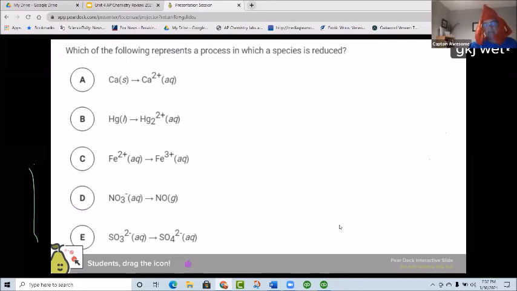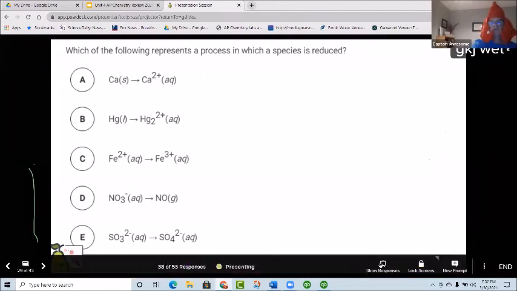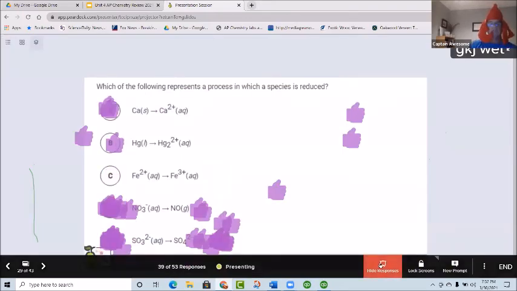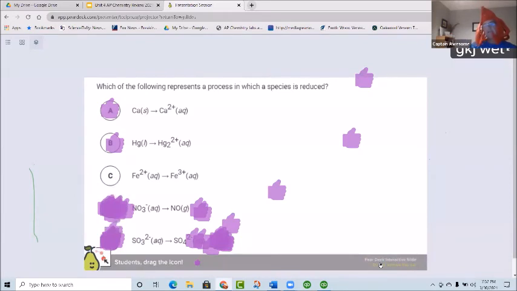So gaining electrons means that your oxidation state is going to become more negative. So you can get rid of any of the ones that are becoming more positive because you're gaining electrons. So let's see what y'all are putting for answers. Okay, most of y'all seem to be centering around D and E.